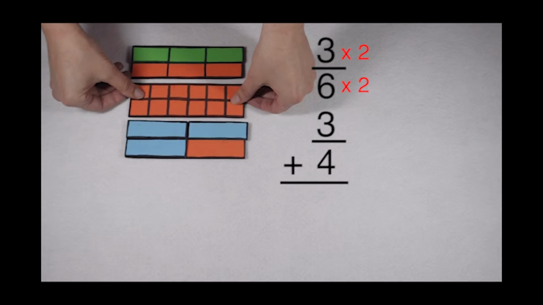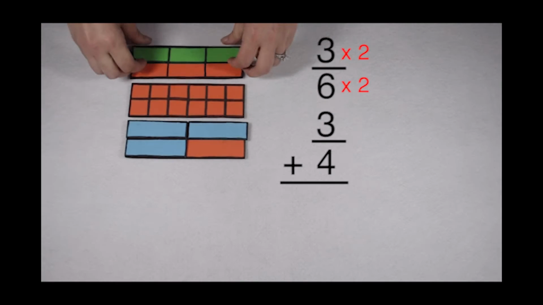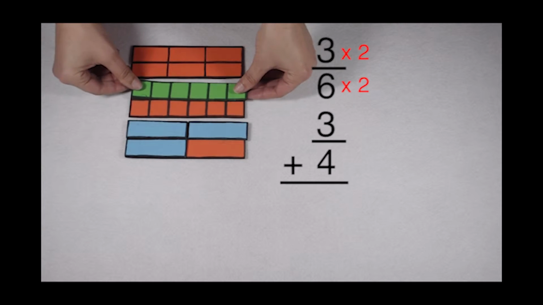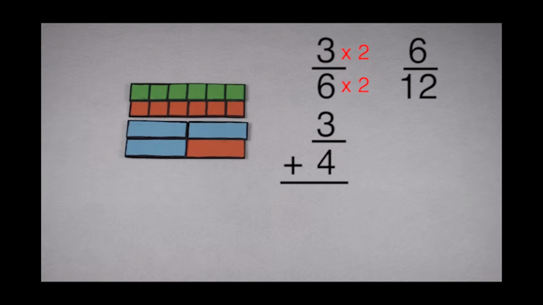To get from 6 to 12, I need to multiply by 2. Since I multiplied my denominator by 2, I need to multiply my numerator by 2 as well. 3 times 2 gives me 6, so 3/6 is equivalent to 6/12. I can then do the same thing with 3/4.